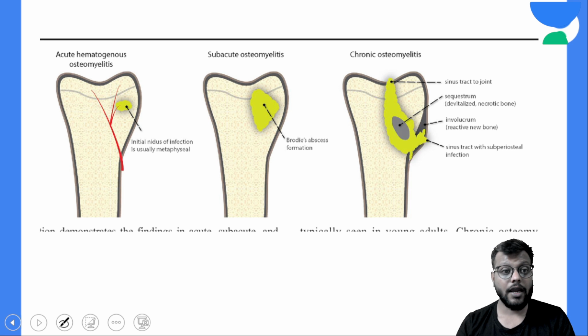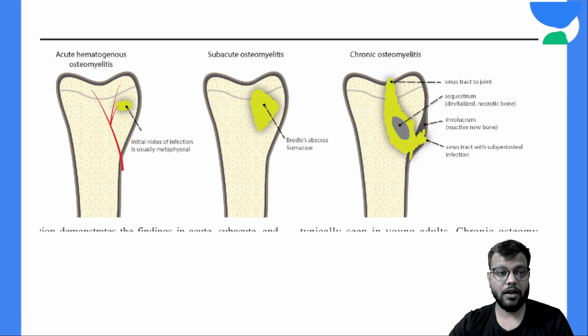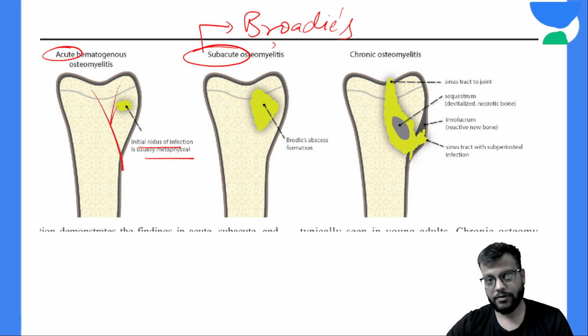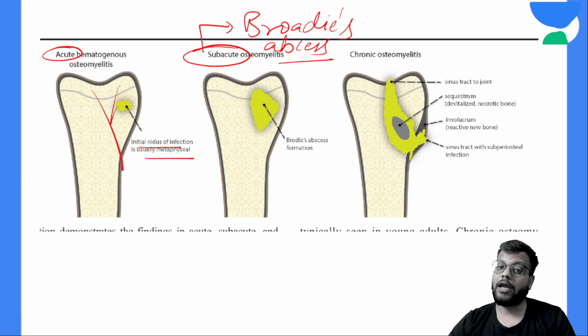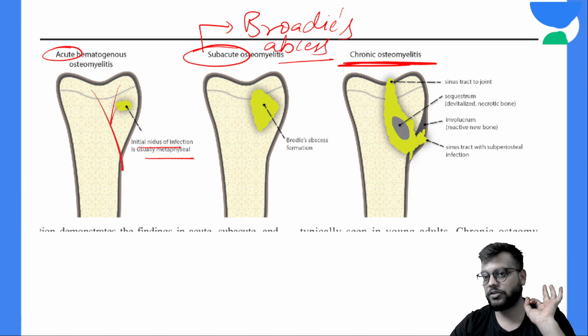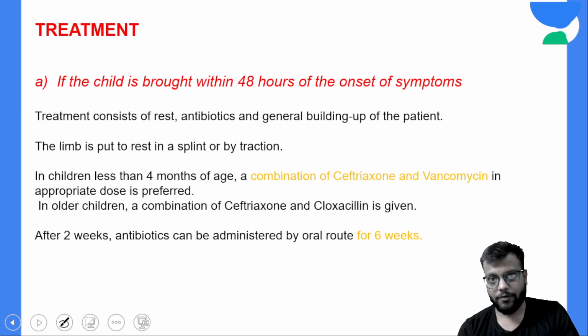Okay, now what will happen in acute osteomyelitis? There will be pus formation or nidus in the metaphyseal region, and it can convert into subacute osteomyelitis like Brody's abscess. And if it is not treated timely, it can convert into chronic osteomyelitis, where you have the three typical features: the sinus, cloaca, the sequestrum or the necrotic bone, and involucrum or the reactive new bone formation. Okay, so now the treatment of acute osteomyelitis.